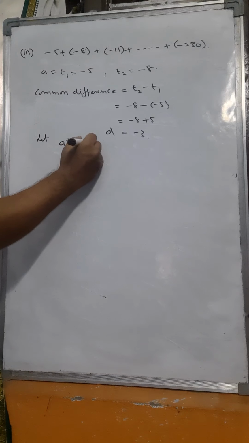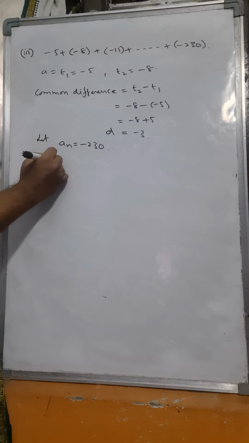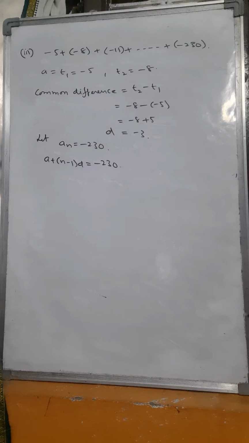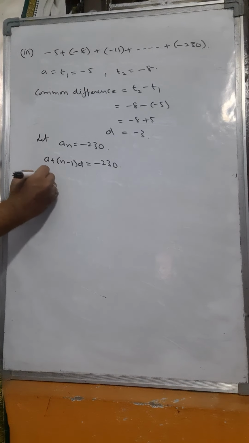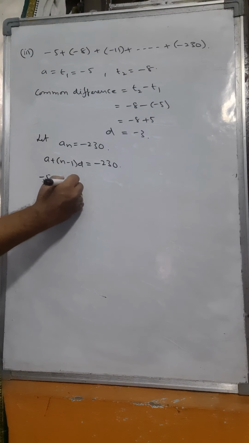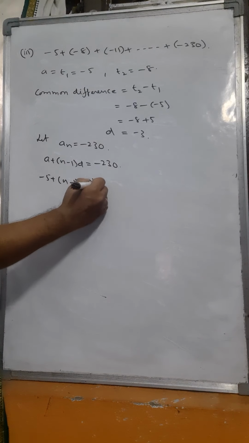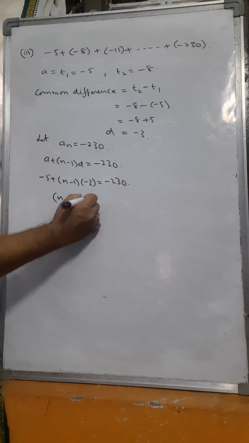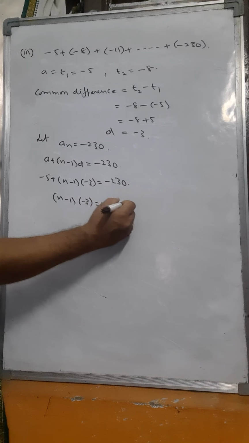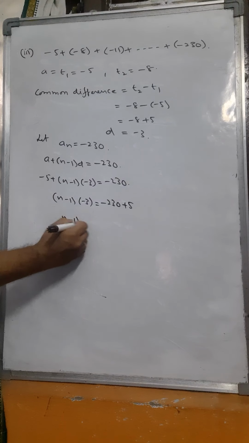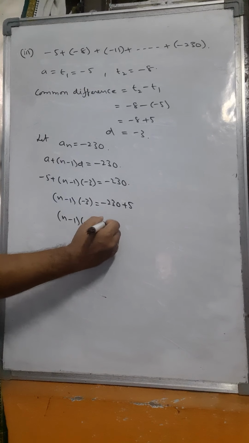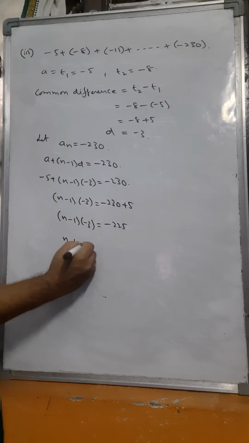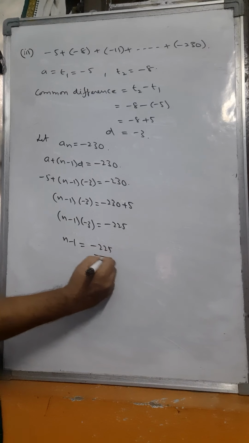So first of all we have to find n value. An is equal to minus 230. An means A plus n minus 1 into D is equal to minus 230. A is equal to minus 5 plus n minus 1 into D, D means minus 3, is equal to minus 230. N minus 1 into minus 3 is equal to minus 230 plus 5. N minus 1 into minus 3 is equal to minus 225.